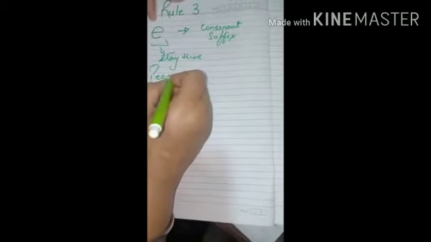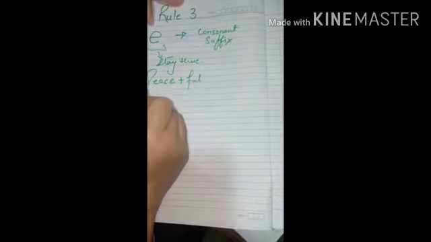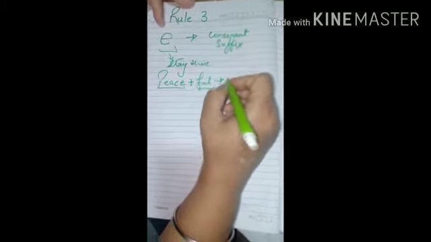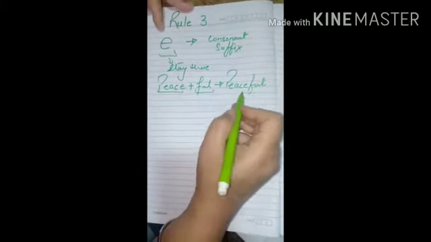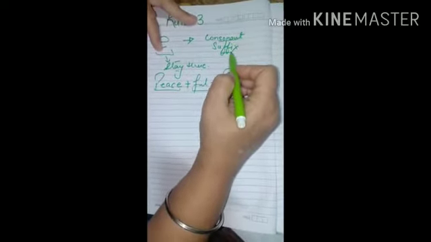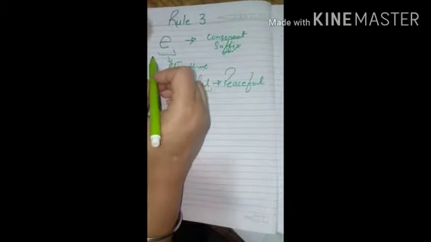Let's take the example of peace, and I'm supposed to add full to that. Peace is the base word, full is the suffix, and the answer will be peaceful. So E stays there when we have a consonant suffix. But in the case of a vowel suffix, it is going to disappear.